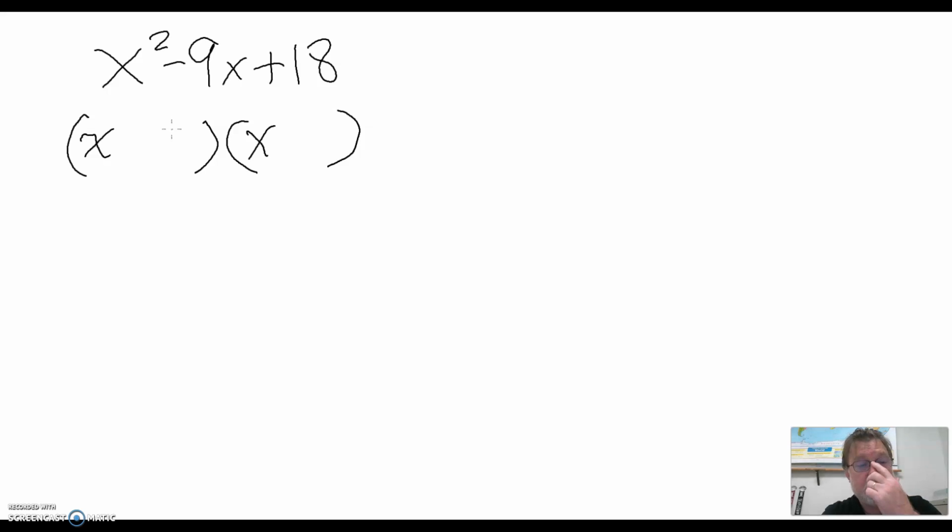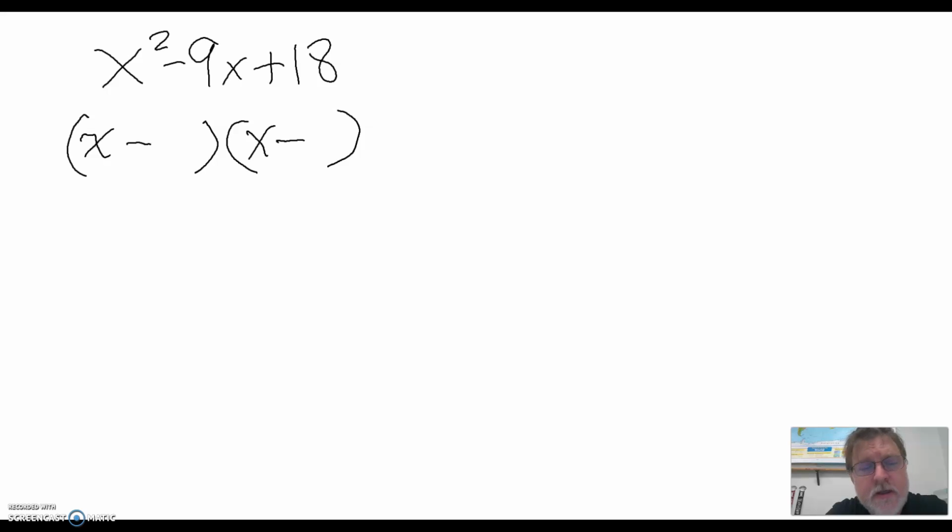And so that would be negative. That's a negative because we're multiplying two numbers together to get positive 18, so they both have to be negative. Let's talk about some of the numbers you could multiply together to get 18. 18 and 1? Well, you can't add negative 18 and negative 1 to get negative 9. How about 9 and 2? You can't add negative 9 and negative 2 together to get negative 9.